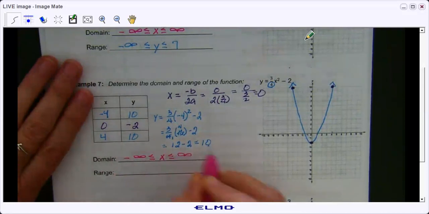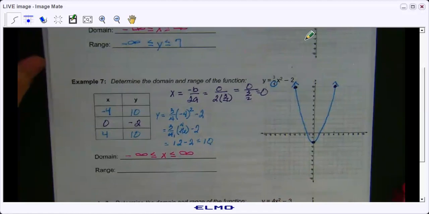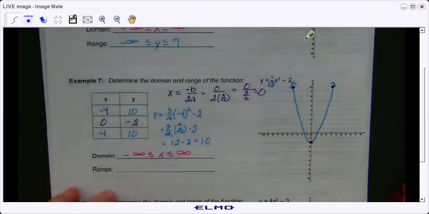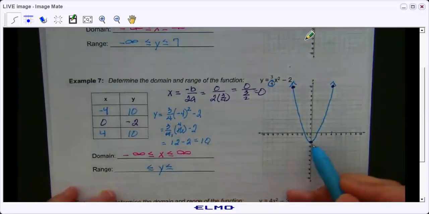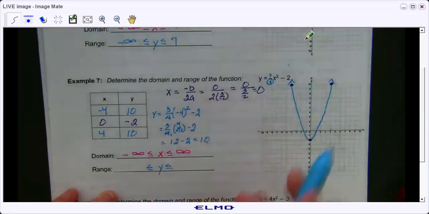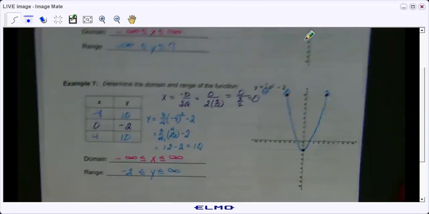And our range is a minimum. And so it is going to be, so the greatest that it will be is a -2. I'm sorry. The lowest it will be is a -2. So y is going to be greater than -2 and less than or equal to infinity.